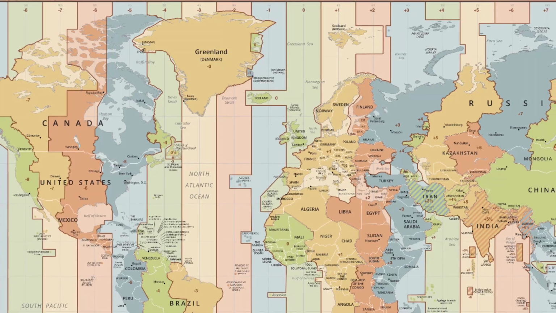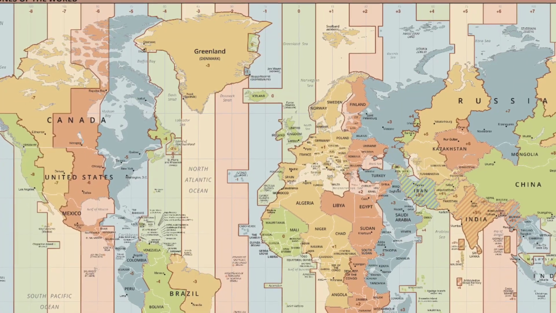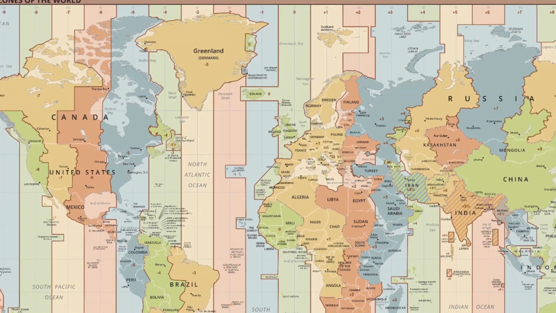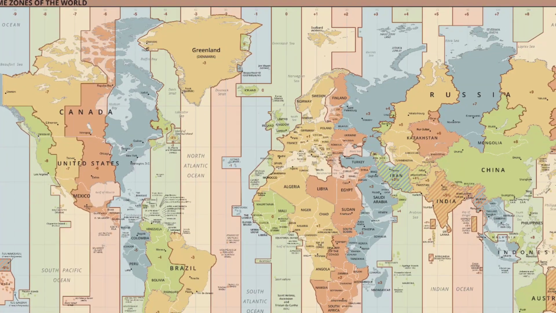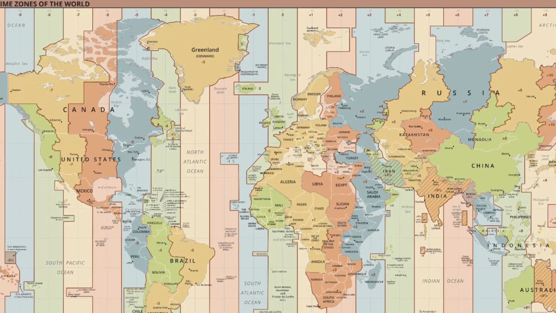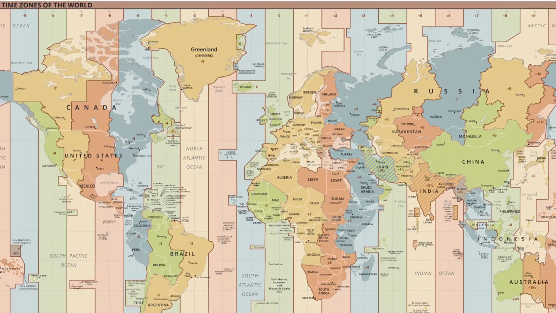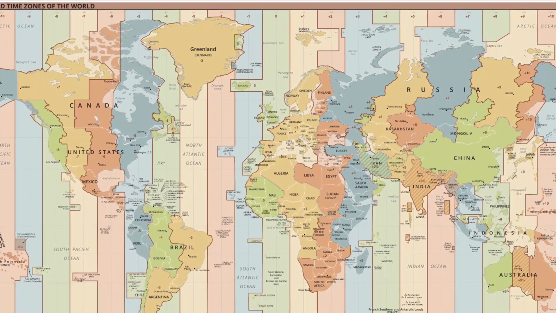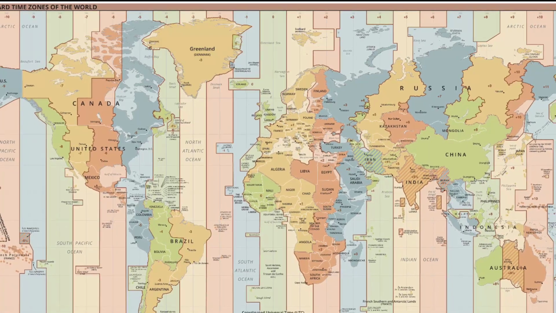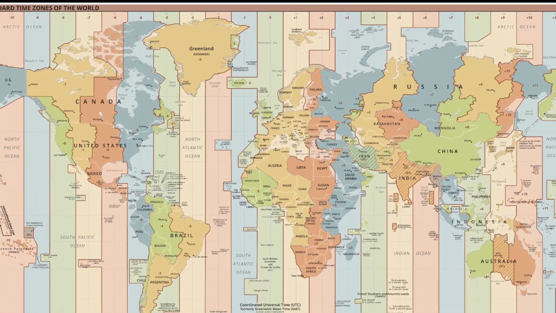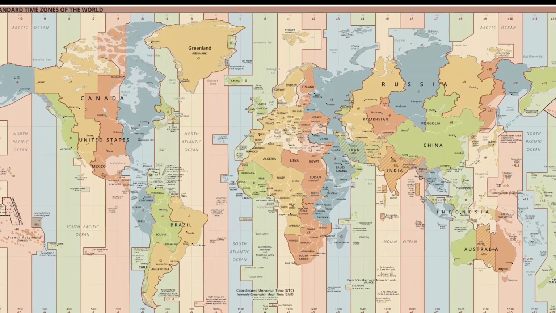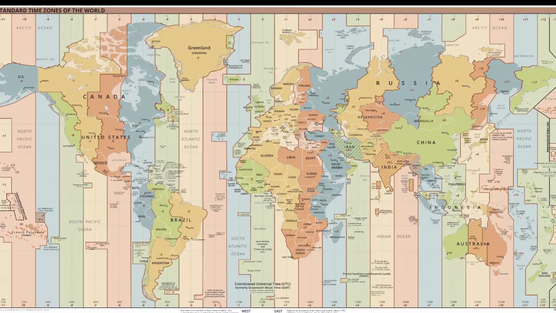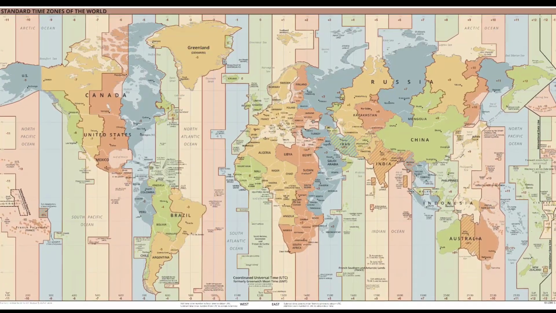Some lines are drawn to avoid populated areas or to follow borders, and some countries have added their own variations because they don't want to be divided into several zones. In a few regions, the time kept is not one of the 24 standard time zones because half-hour or quarter-hour differences are in effect there. Variations also occur because different countries or regions have adopted daylight saving time.